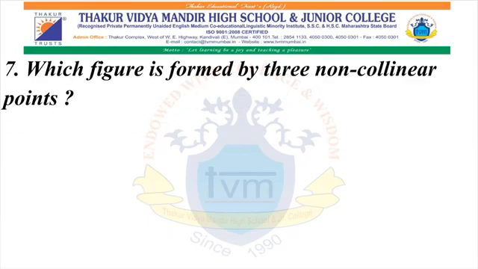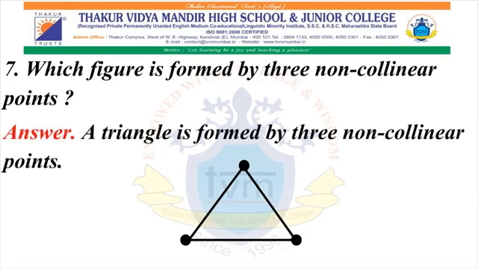Here we have question number 7. Which figure is formed by 3 non-collinear points? Now we will take 3 non-collinear points. So here we have 3 non-collinear points. Non-collinear points means they do not fall on the same line. Or you can say that if we join them, they will not make a single line. Now we'll join all the 3 points. Which figure did we get here? Triangle. So what will be the answer? A triangle is formed by 3 non-collinear points.